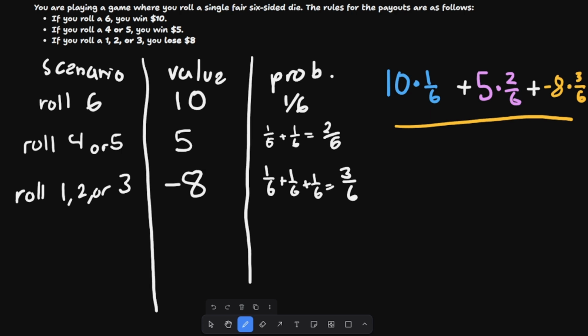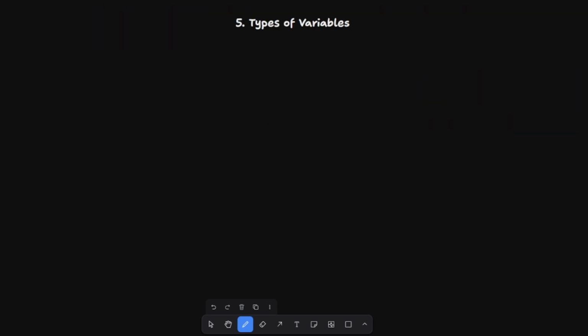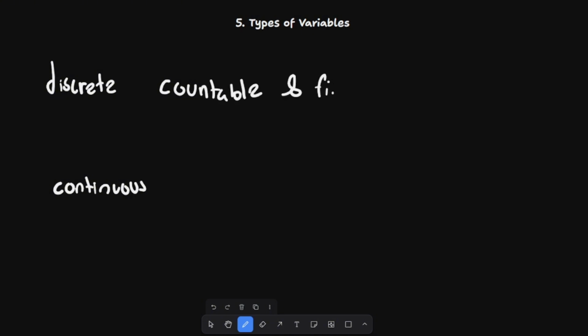Let's move on. Now let's talk about the final part, which is types of variables. So for this part, there are 2 types of variables here that you'll need to know. Discrete, and there's going to be continuous. Now, discrete variables are values that are countable and finite. And there are gaps between the values.